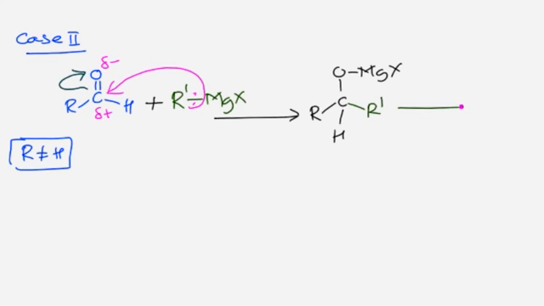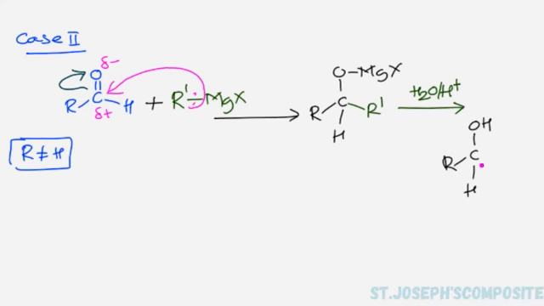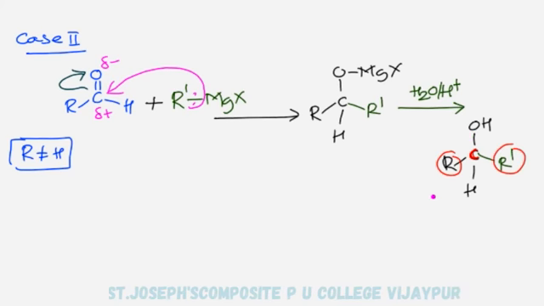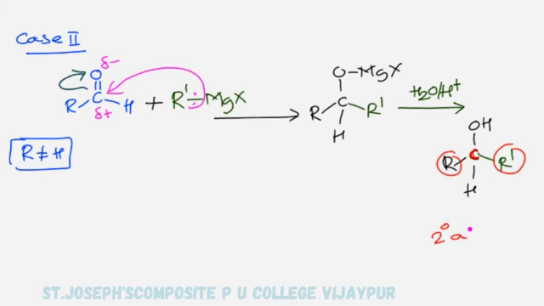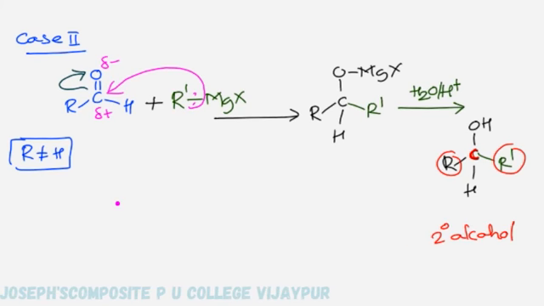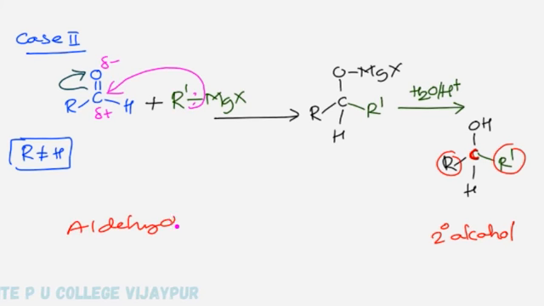Okay, and we have to hydrolyze it, H2O in presence of acid, and we get a product that is R, COH, and here is one hydrogen still, and here we have R dash. You can notice that this carbon which is holding the OH group is connected with two alkyl groups, or two carbon groups, and therefore it is a secondary alcohol. So it means that other than formaldehyde, all other aldehydes give secondary alcohols.